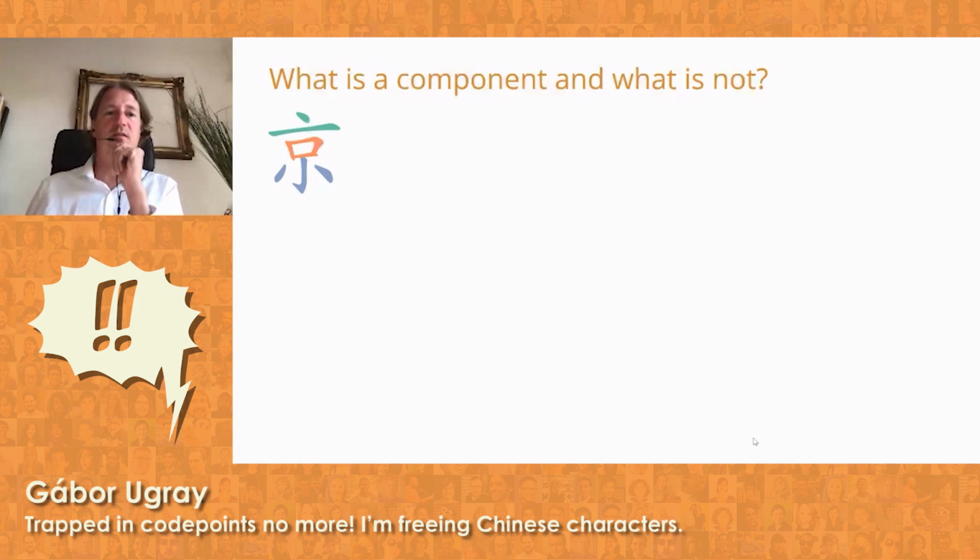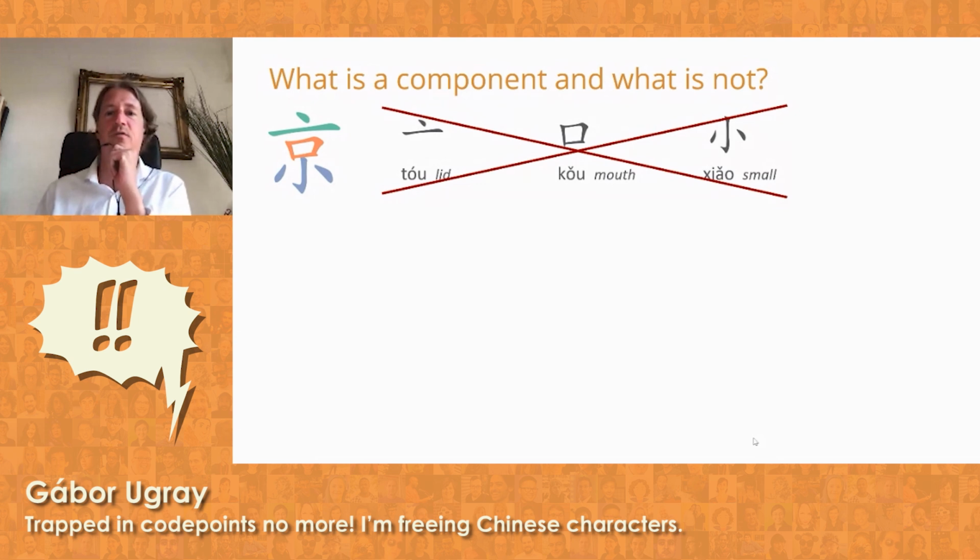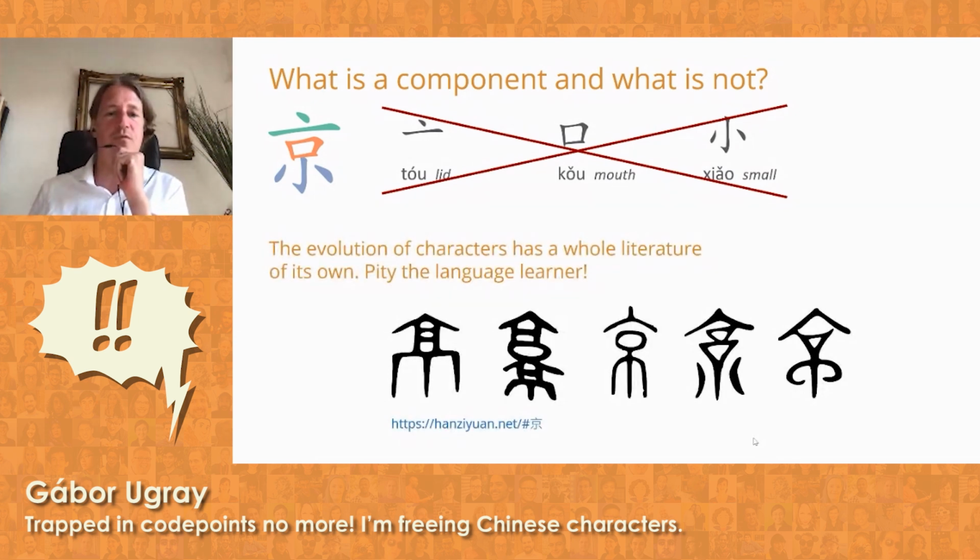So let's take a look at the capital character, the king character. You might be forgiven for thinking that it can be further decomposed into these 3 components, which really are part of the writing system: a lid, a mouth, and something for small. But it actually doesn't make a lot of sense. How does a lid and a mouth and small give out the meaning for capital city? And it does not. So this is a false decomposition. The shapes are right, but this is not where the character actually comes from.